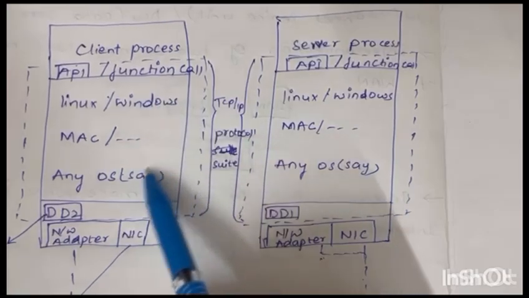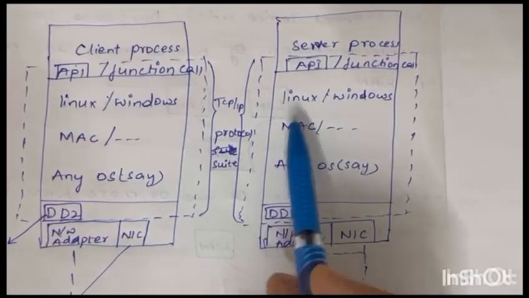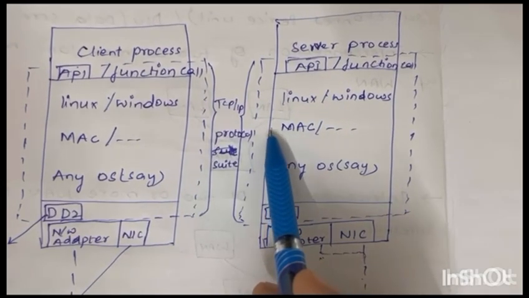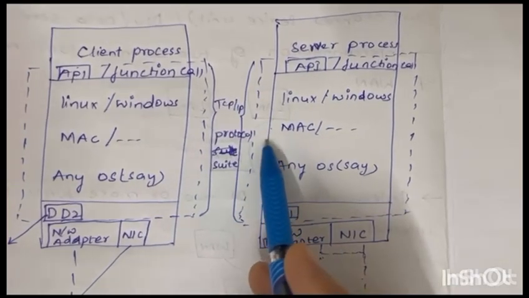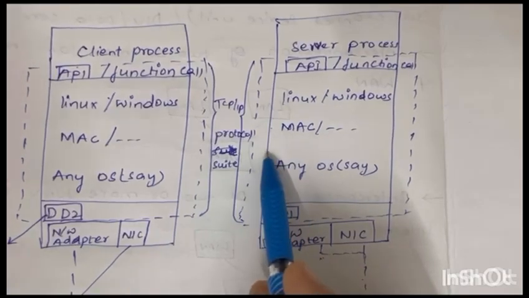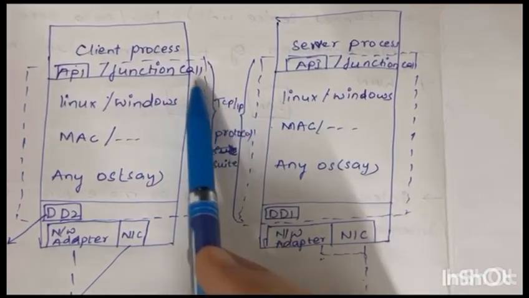This is the client process which runs infinitely and waits for the request from the server, and the server is the one which actually initiates the communication in between the client and the server. The server sends the request to the client and waits for the response, and it sends the request and waits for the response until it decides. So this is the API.